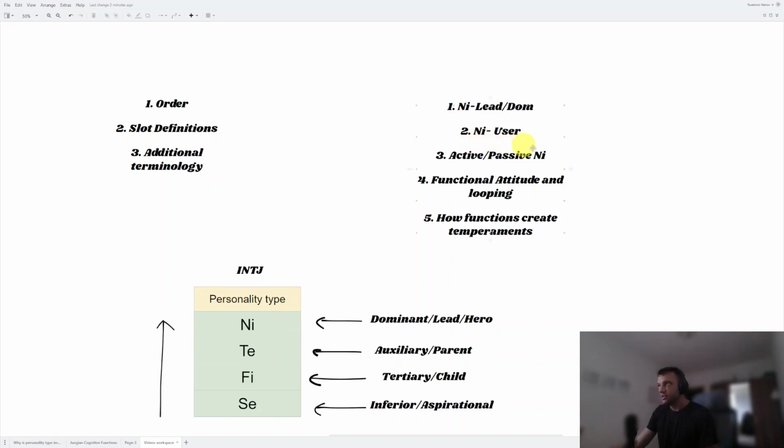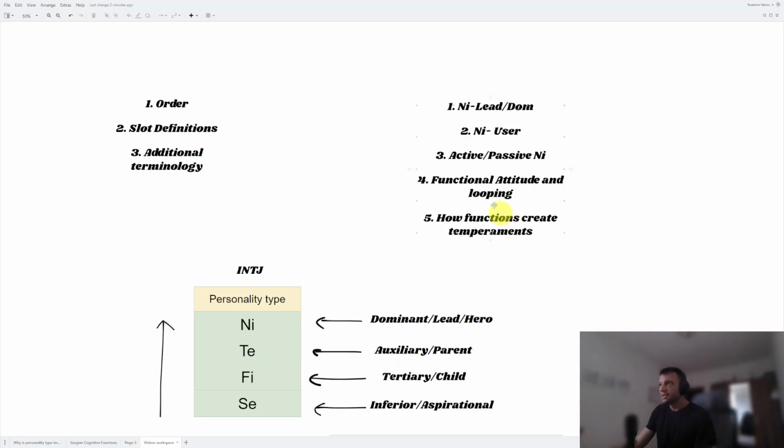When we say NI user, though, it will mean that they use this function within their 4 functions. So it is within their Jungian stack. In this specific example, the INTJ is going to be an NI user since it uses NI, but they're also going to be a TE user, an FI user, and an SE user as well. So if you have the function, you're a user of that function. This is the terminology that we're going to use.